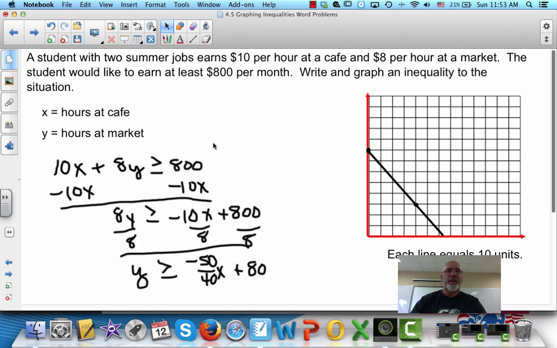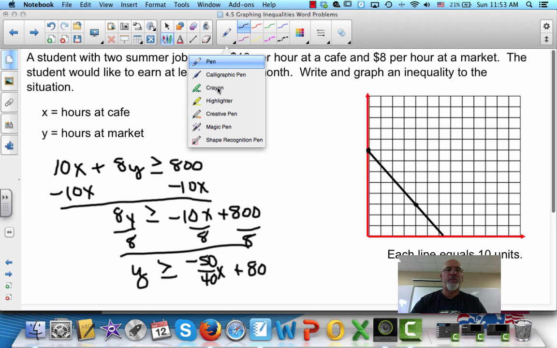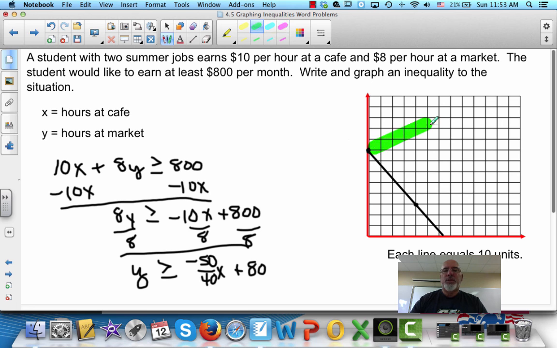And where will we shade? Well, it says at least, which means greater than or equal to. And when we say greater than or equal to, that means we're going to shade above the line. So that means we're going to be shading over here. All right, very good.